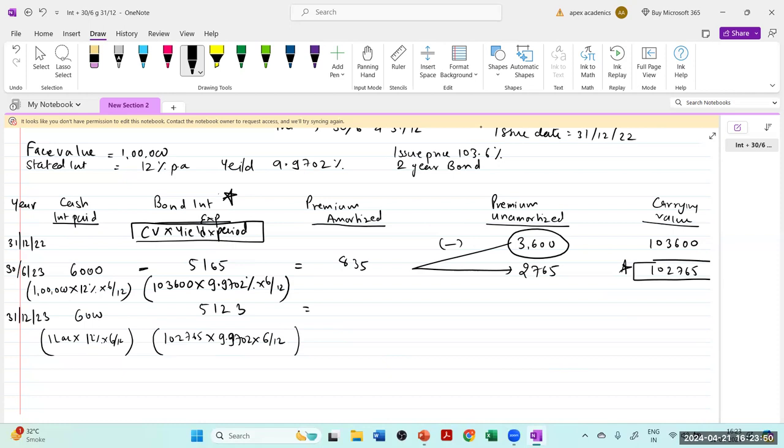Yes, 5123. Sakshi, what is the premium unamortized? So, 1,880. Wrong. Sorry, amortized. I beg your pardon, beta. Cash paid minus bond interest expense. What is the premium amortized?